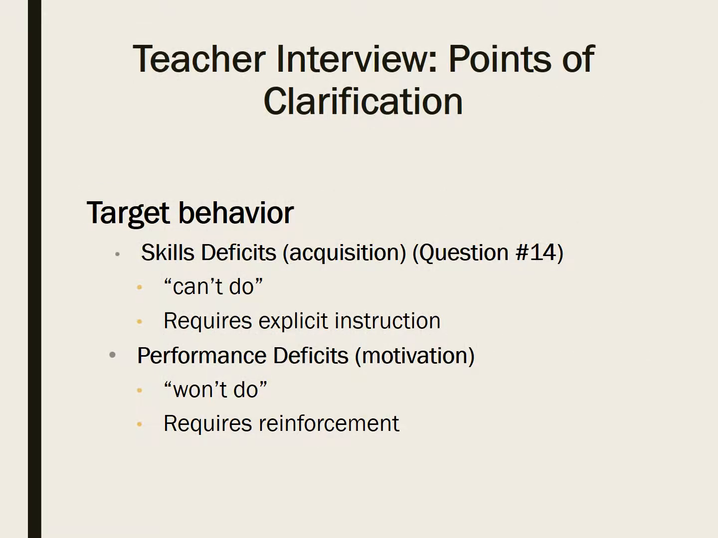In the teacher interview, there are some clarification points that need to be made. For the target behavior, skill deficits refer to acquisition. So in question 14, these were skill deficits, which include the can't do tasks, and these require explicit instruction from the teacher. A performance deficit is a motivation issue. That is, the student won't do it. They can do it, but they choose not to do it. So you've seen them do it in other instances, but maybe they're not doing it in this class. In this case, performance deficits require reinforcement.